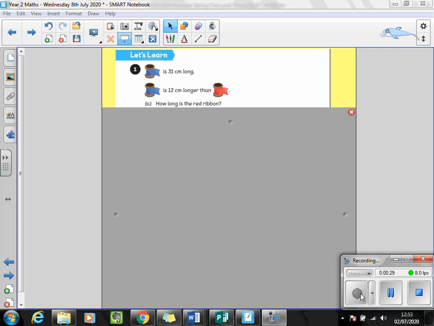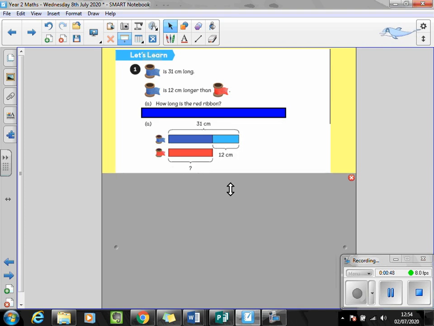Now, just like Monday, these problems each contain two different steps in order to solve the problem. So reminding ourselves that the blue ribbon is 31 centimetres long, and we know the blue ribbon is 12 centimetres longer than the red. Can we find out how long the red ribbon is? Use this model to help you.